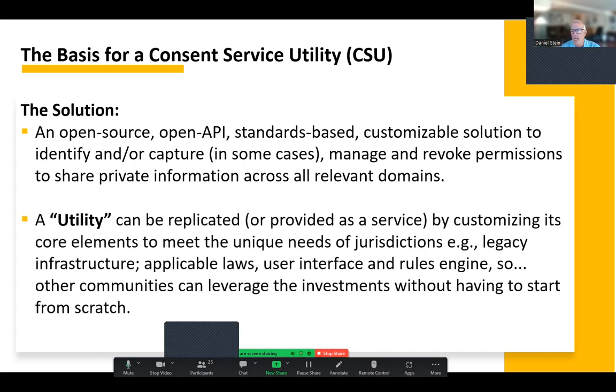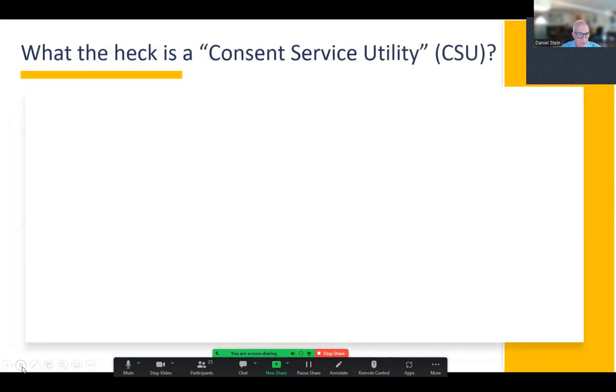The idea of a utility, I know from our conversations, there's been a lot of different discussion around what that actually means. The way we're thinking about it is something that can be replicated or provided as a service. We customize its core elements to meet the unique needs of various jurisdictions, because we know the legacy infrastructure, the laws, interfaces, and rules engines all have to be tuned to the individual communities. Thinking about it very locally, so that we can leverage the investments without having to start from scratch. One of the things we heard from folks a lot was, how do we not recreate the wheel every time? And that's the major goal of it.